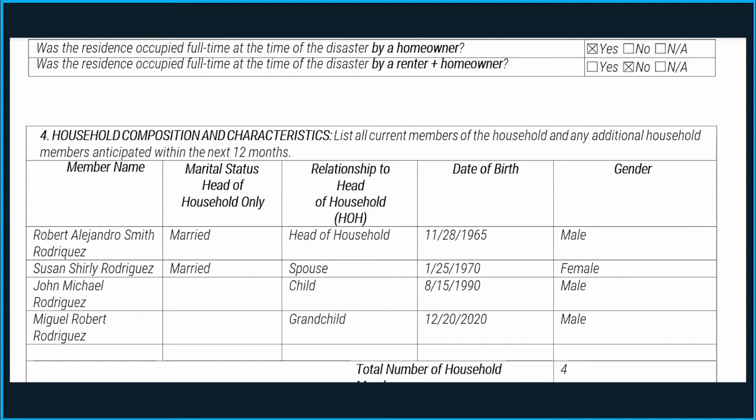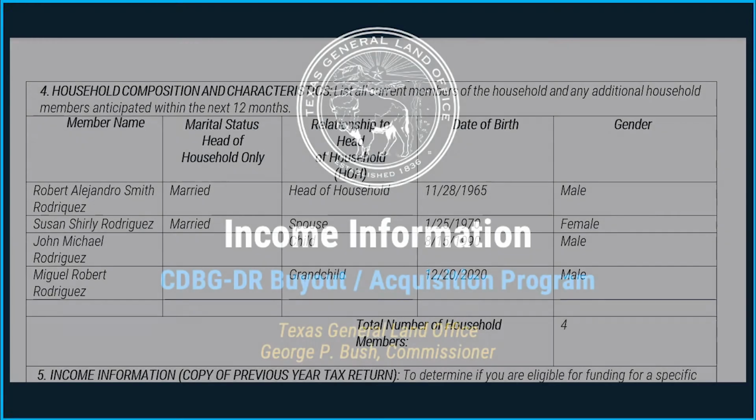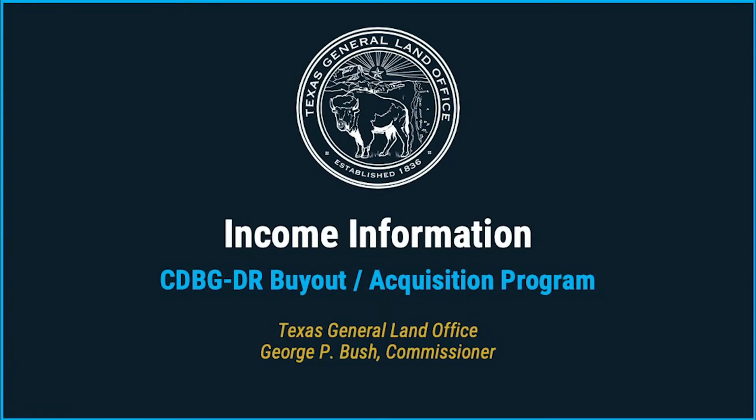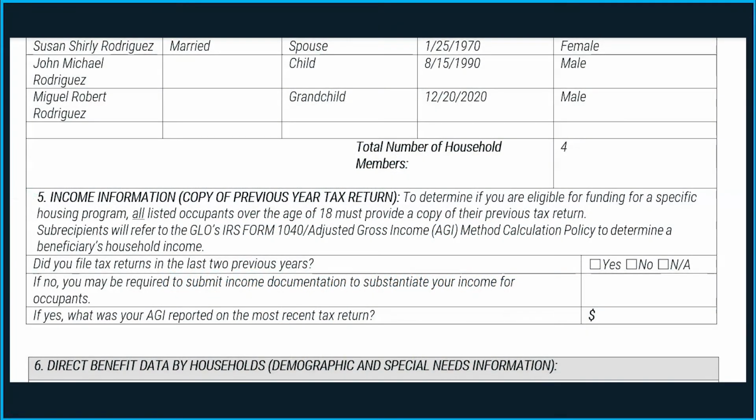After filling in information for all members of the household, total the number of household members. Section 5 is where the applicant provides household income information. Subrecipients will verify income information using the previous year's tax return and the GLO's AGI and AMI verification tool. Tax returns must be submitted for all occupants over 18 years of age.